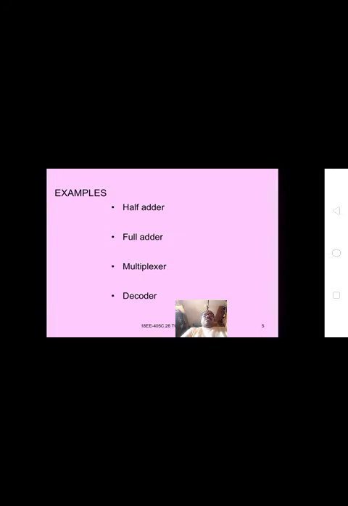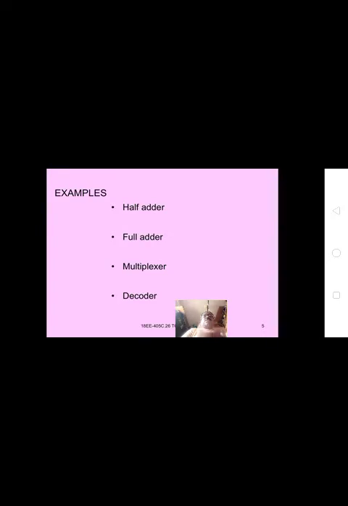Examples of combinational logic circuits. First one, half adder. Second one, full adder. Third one, multiplexer. Fourth one, decoder. We will learn each of these examples in further classes also. Please don't mind that. First of all, you remember the examples for combinational logic circuits: half adder, full adder, multiplexer and decoder.